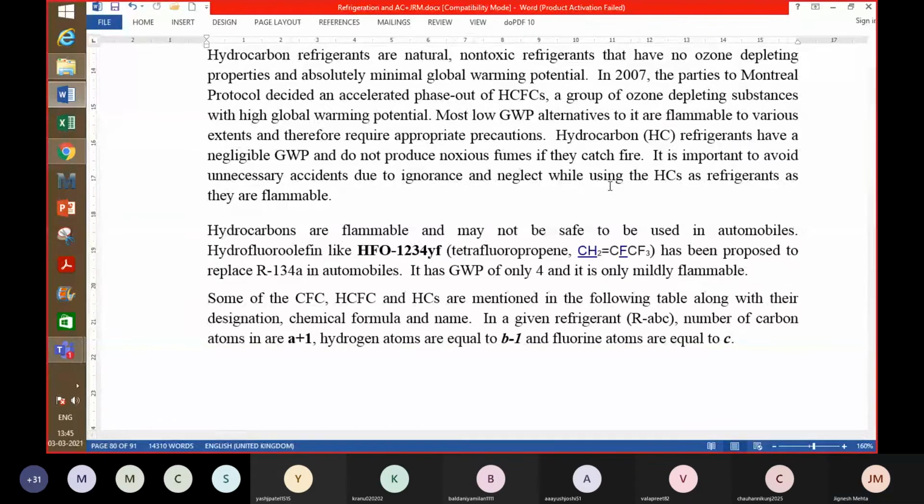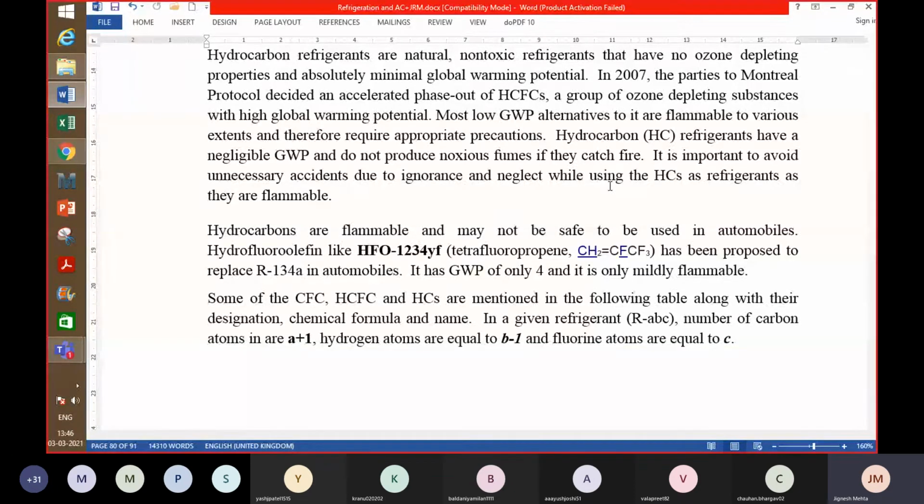Hydrofluoroolefin, like HFO-1234yf, which is tetrafluoropropene, has been proposed to replace R134A in automobiles. It has a GWP of only 4 and it is only mildly flammable. So this HFO-1234yf is marketed by Honeywell, and it is proposed to be one of the eco-friendly refrigerants, but I believe it has to still prove itself for longer durations.